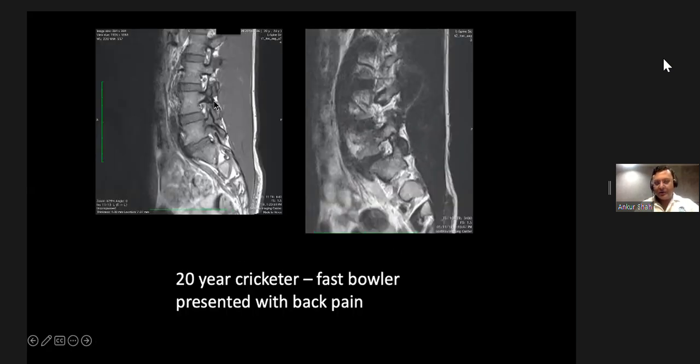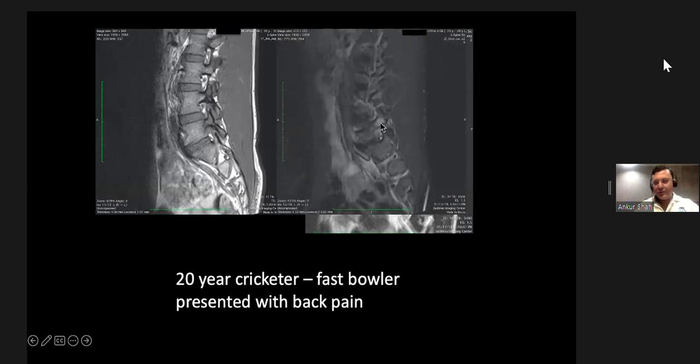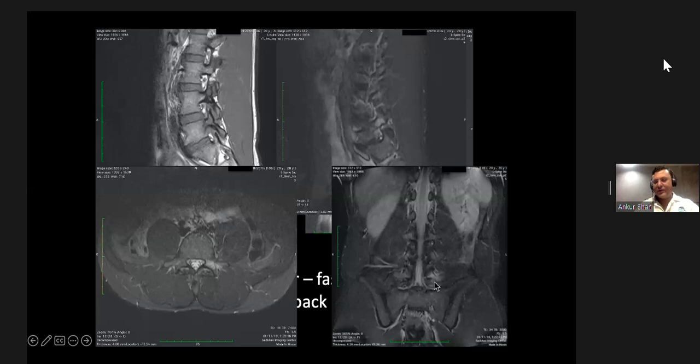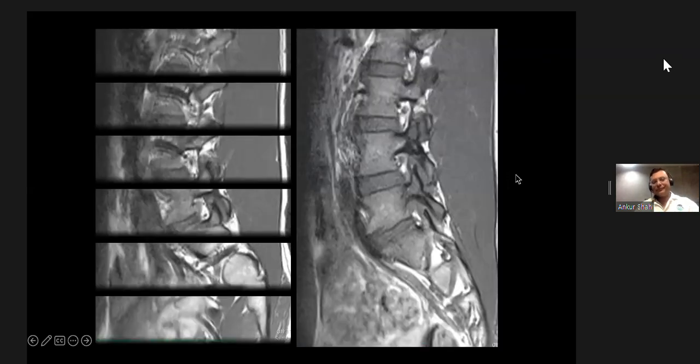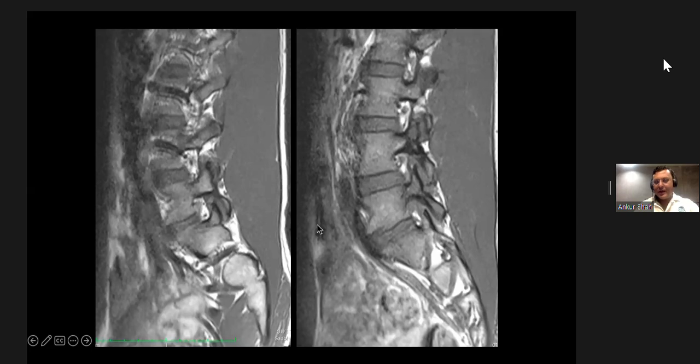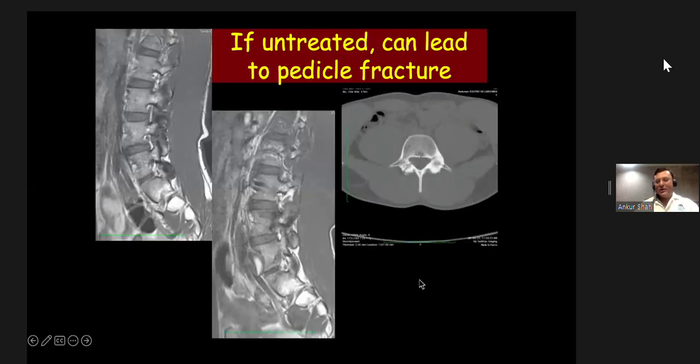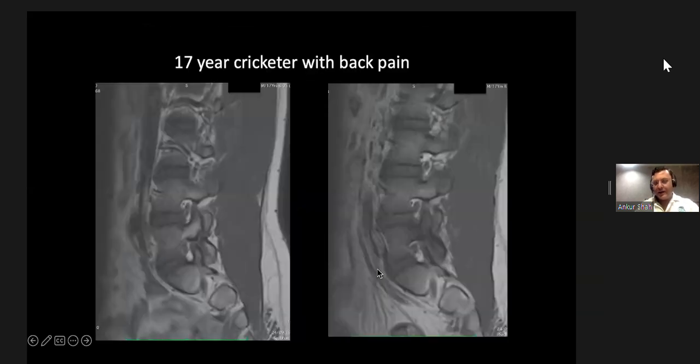Again, in a young bowler, you'll see areas of hypointensity on both sides. One of them is showing an area of edema, and that suggests this one is acute and the rest are chronic stress-related changes. So look for those acute as well as chronic injuries in fast bowlers, which are extremely important to detect to prevent such fractures, which may occur if they continue playing even with those acute injuries.